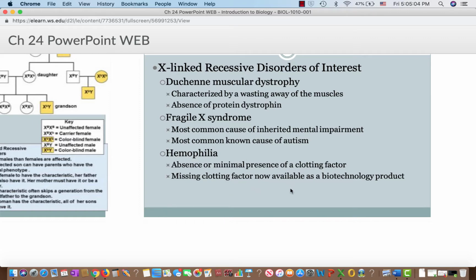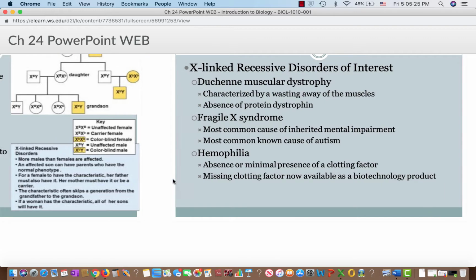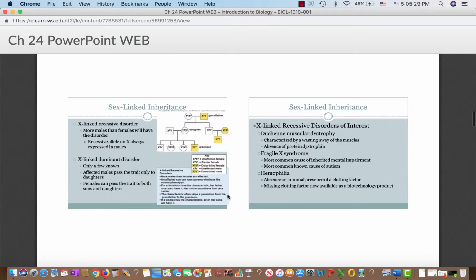If you're missing out on a clotting factor, there's this whole cascade that has to take place in order for your blood to be able to clot correctly. If you're missing any one of those, or you don't have enough, you cannot clot your blood. But kind of like insulin, you can give someone clotting factor injections so that they function normally. So it is a relatively treatable condition.